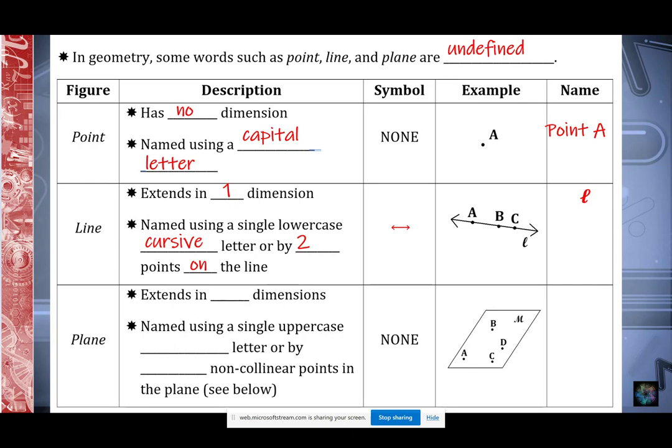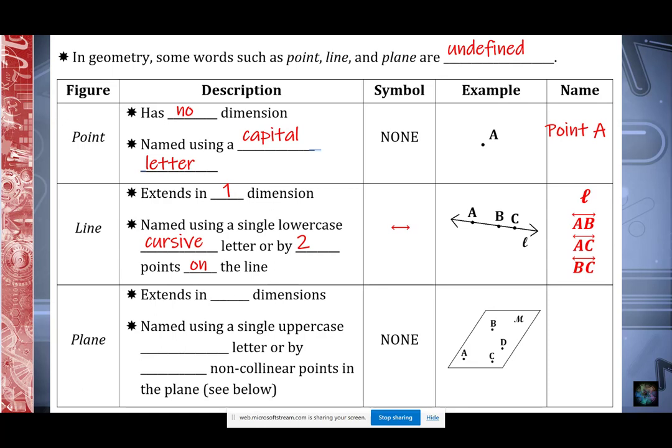And so we can do any 2 points on this line. So I can do AB, I can do AC, I can do BC. I can reverse the order on any of those as well. But every one of them will have double-ended arrows because the line goes forever in both directions. And that's what those arrows are indicating.